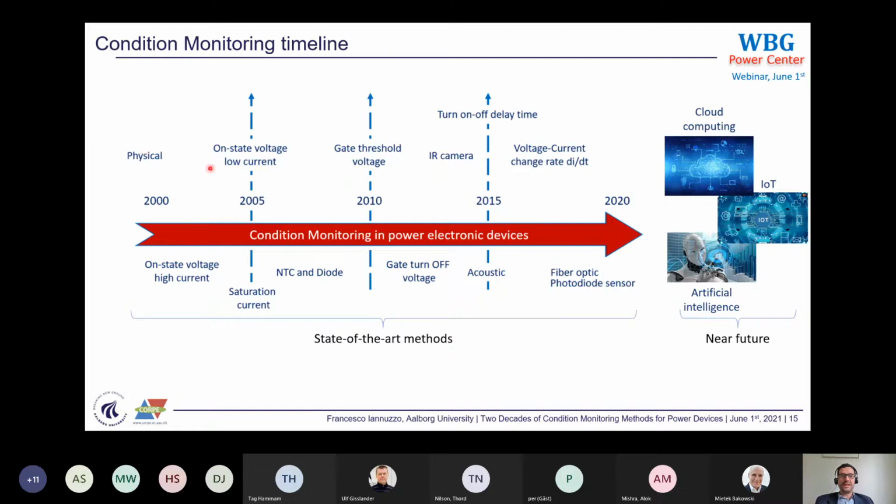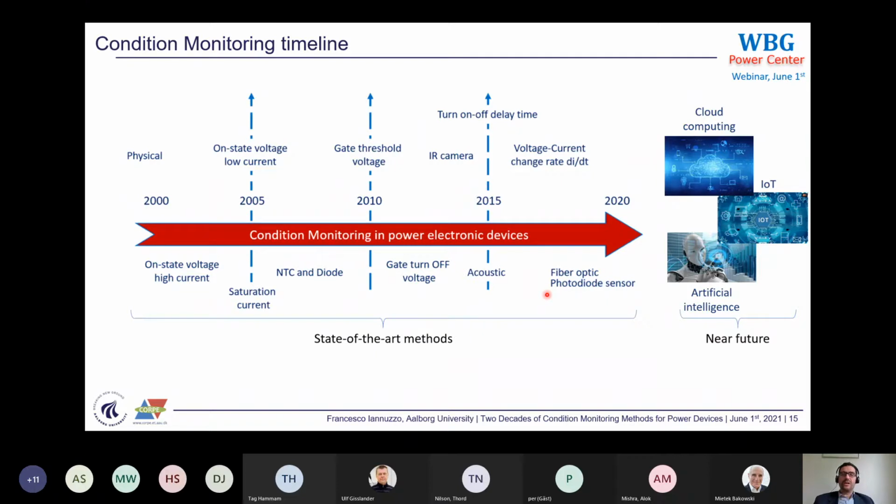But after these, a lot of new concepts have been flourishing over the last 2 decades. You can see some examples here: diodes, embedded diodes, threshold voltage drift, dynamic methods like turn-on and turn-off delay times, di/dt, dV/dt, and also diagnostic methods like infrared camera, and more future and, I would say, ambitious methods like acoustic detection. I will spend some words about fiber optic, photodiodes, and more. What's next? This is also a nice question.